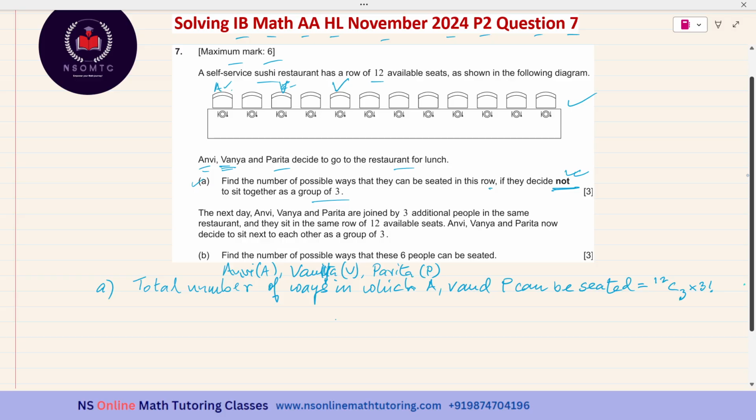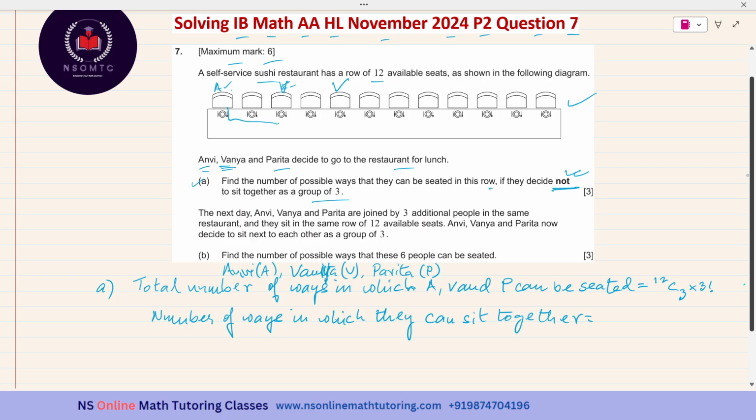Okay. Then the number of ways in which they can sit together will be equal to, now it is together.